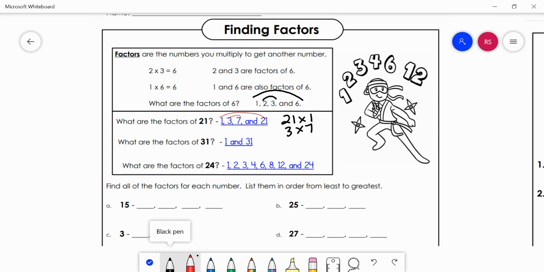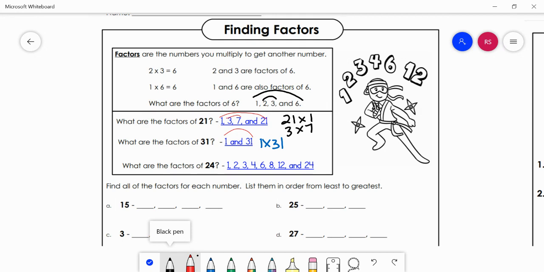What are the factors of 31? Well, I know that 1 times 31 is equal to 31. But are there any other numbers that you multiply together to get 31? Take a look at your multiplication chart. I don't think so. There's nothing else that I can multiply together to get me 31. 31 is what we call a prime number because it only has 2 factors, 1 and itself. So 1 and 31 are the only factors. That's all you have to list. And you can see, even if I just connect them, that they multiply together to get 31.